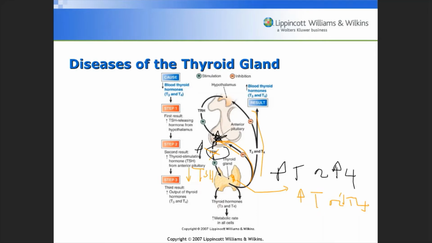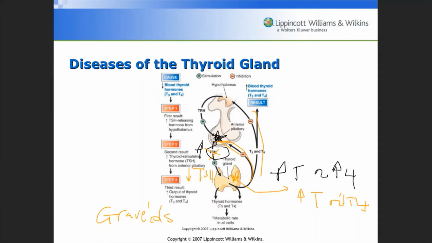So by looking at it, hyperthyroidism is the end result, right? T3, T4 is high. Let's look at what happened to the thyroid stimulating hormone. Is it high or low? If it's high, most likely tumors in the brain, in the anterior pituitary. If it's low, it's in the tumor here.